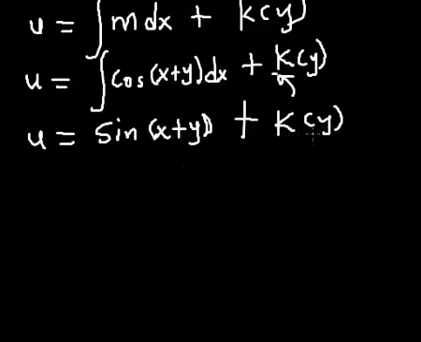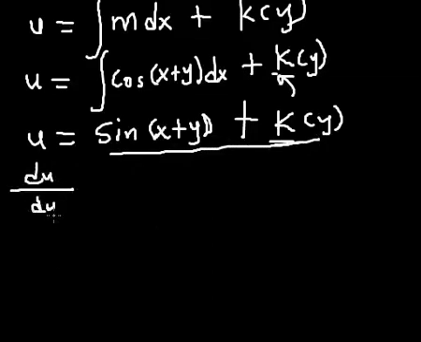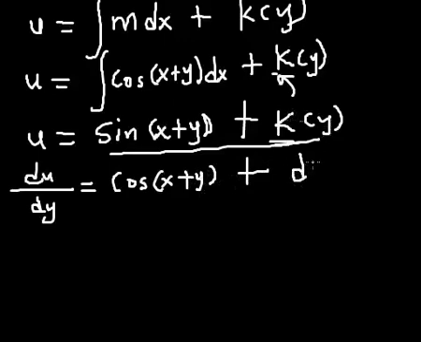For me to be able to get the unknown k, I have to find the derivative of this expression with respect to y. So I need to find the derivative du with respect to y. And of course, if I differentiate sin(x + y) with respect to y, I will have cos(x + y). All right, and now if I differentiate k with respect to y, that will be dk over dy. So remember, the whole idea is for me to find k.